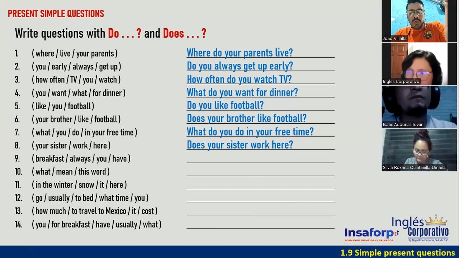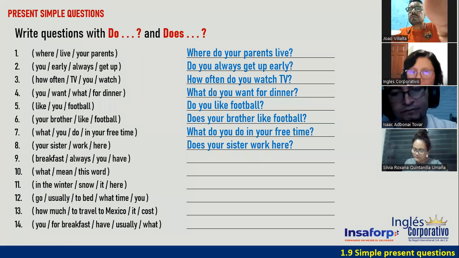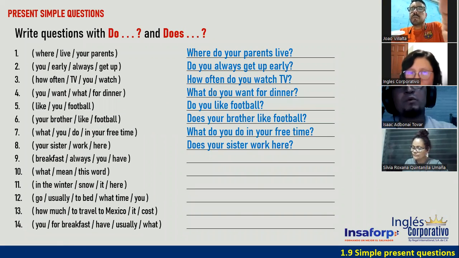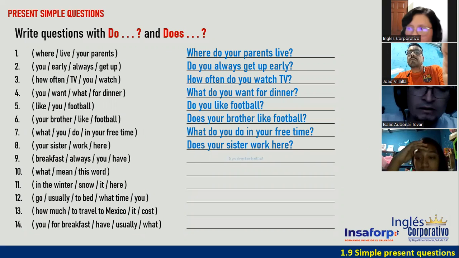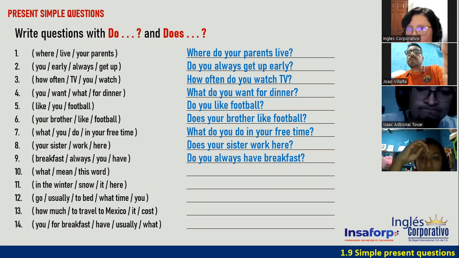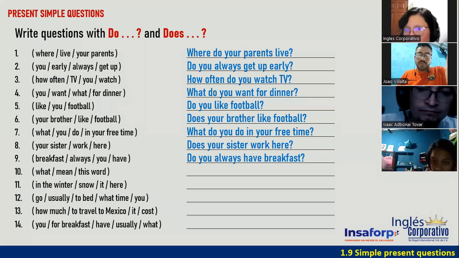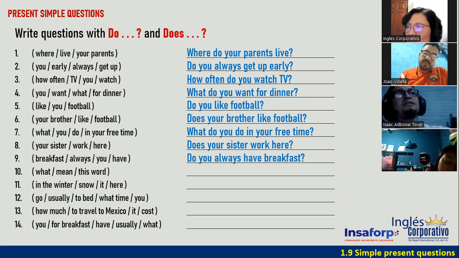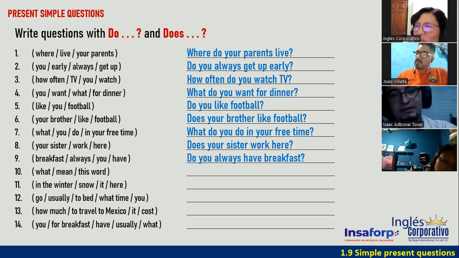Do you have always breakfast? Okay, you said, do you have always breakfast? Me dijeron por acá. That's correct. Do you always, ¿verdad? En ese caso, do you always have breakfast, right? Siempre va entre el subject y el verb. Ah. Do you always have breakfast? Very good. What about number 10?